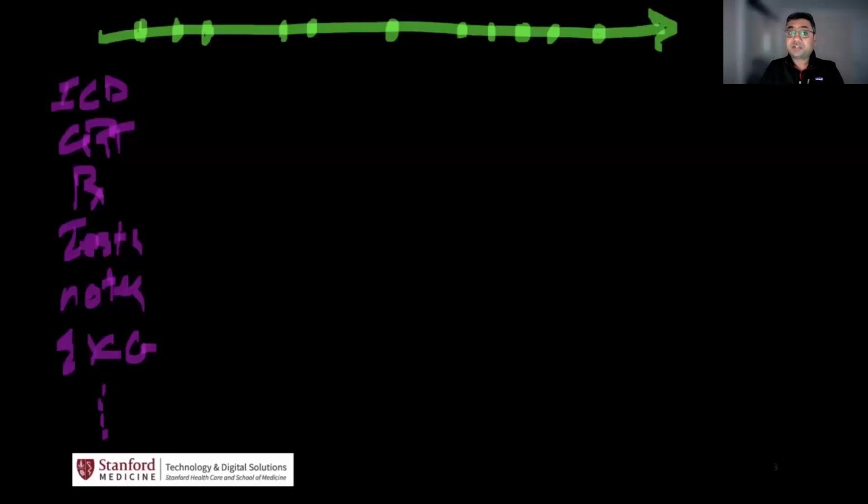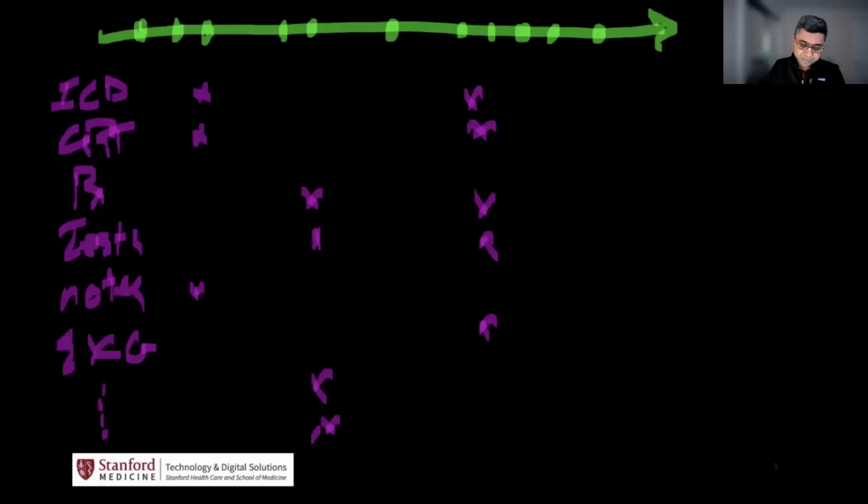Now, two things remain true. At every visit, we're not going to collect everything. So we might have a few things here. At another visit, we might have a few more things. Some visit, we might just have a prescription or a test. We might have some imaging studies, and so on.